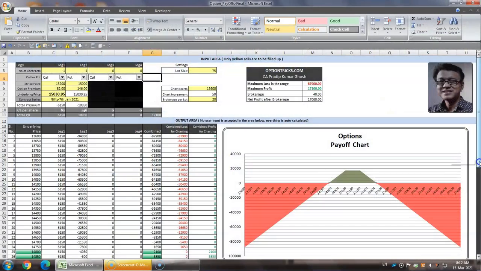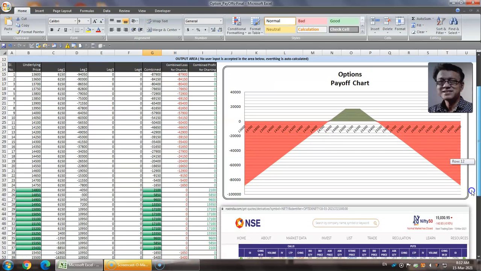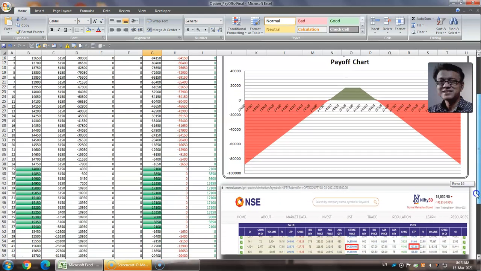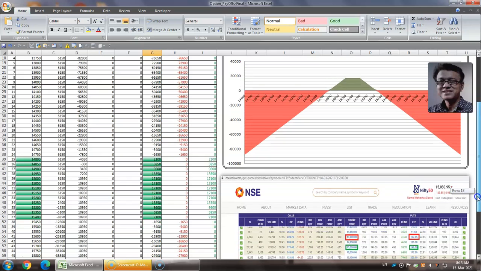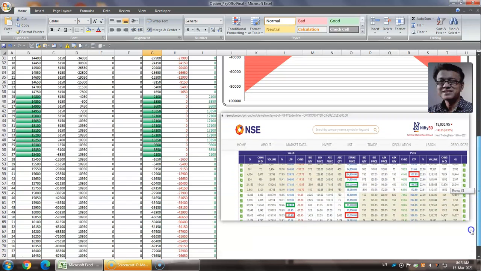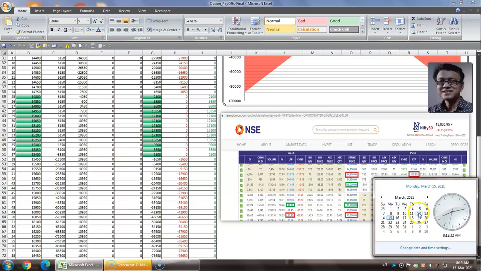Here I am basically trying to explain the difference between limited risk and unlimited risk in a transaction of options, particularly when you are following a strategy. Here I have taken the closing price of Nifty 50 on Friday, the 12th March 2021. And the next opening day of Nifty is, as you see over here, 15th March 2021.